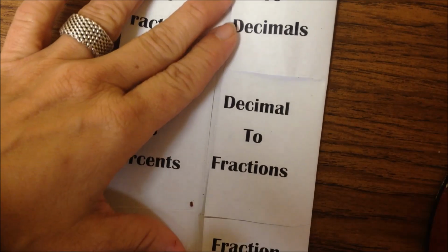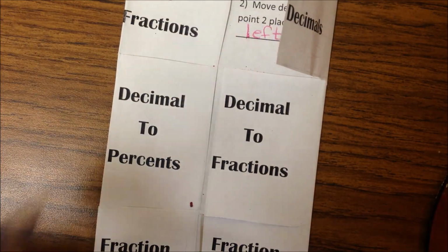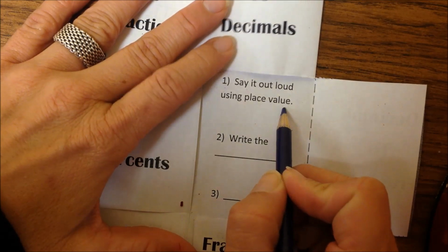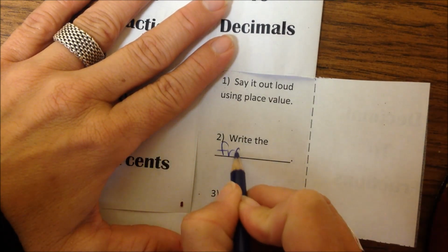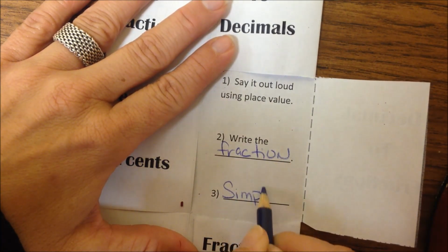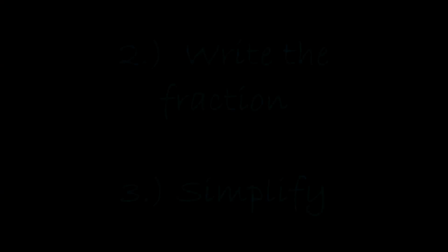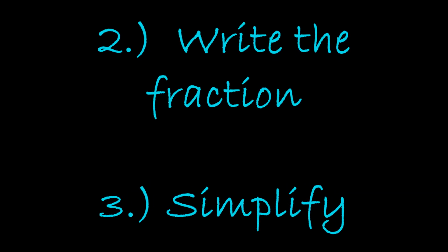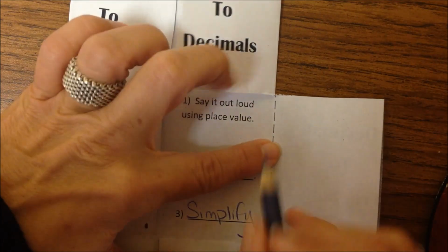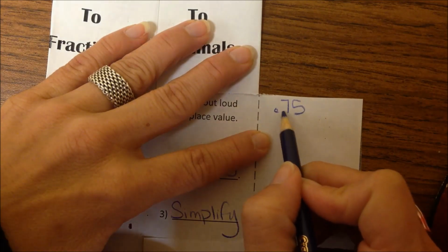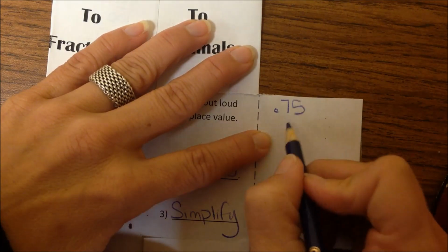All right, so your second one is a decimal to a fraction. When we take a decimal to a fraction, you just say the number out loud using the place value. Write the fraction. And anytime you work with fractions, you always need to simplify. Okay, so we're going to take 0.75. And if you say the number, this is 75 hundredths.